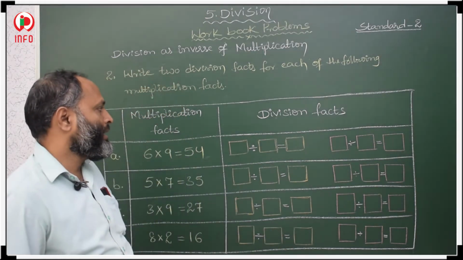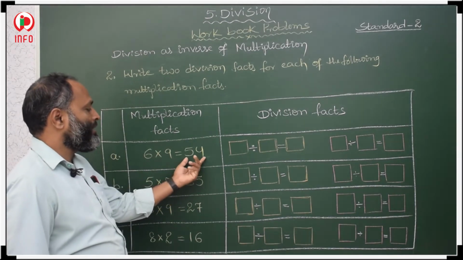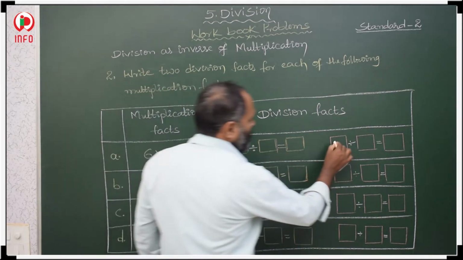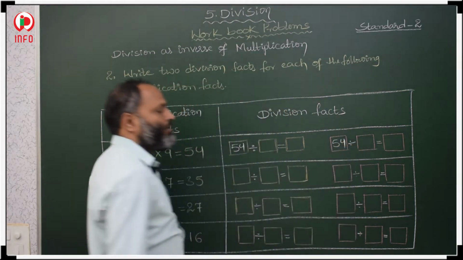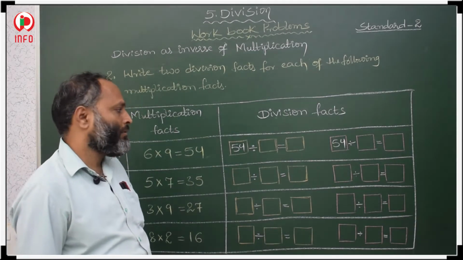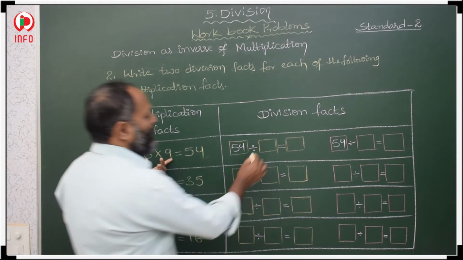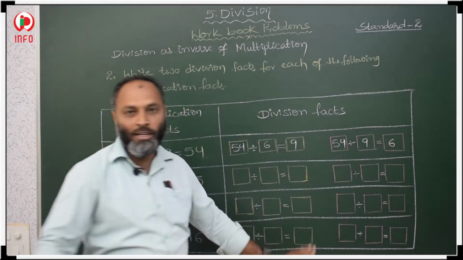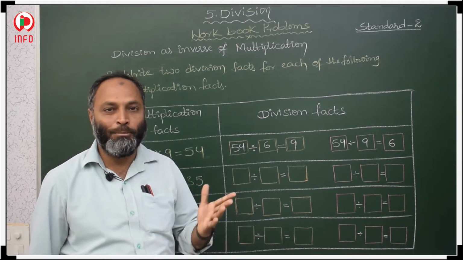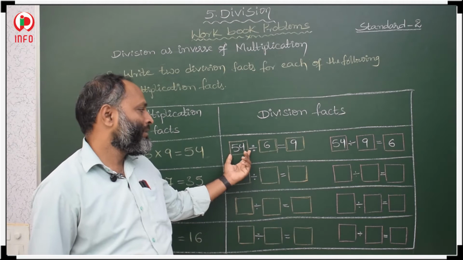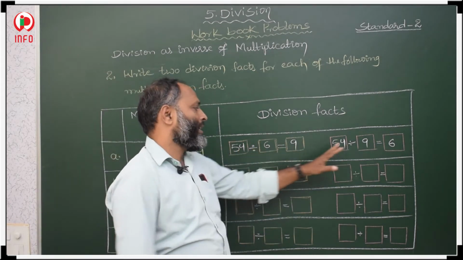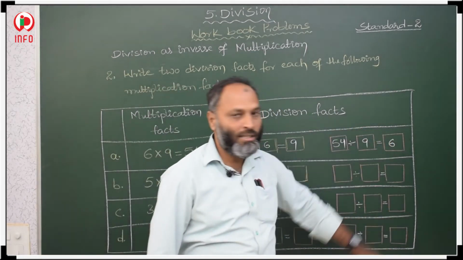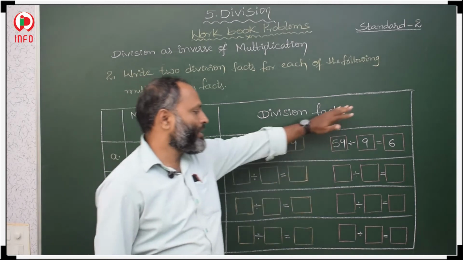Then how do we write this as a division fact? See here, what is the product? 54. First we write the product 54 in both facts. Then 6 and 9 are there: here you write 6 and 9, and here you change it to 9 and 6. So the fact is over, very simple. The product we write first in both, in the first as well as the second fact. This completes our first division fact and second division fact.